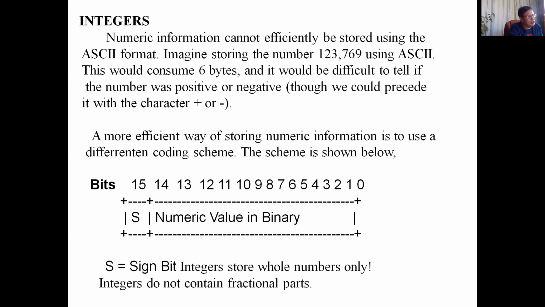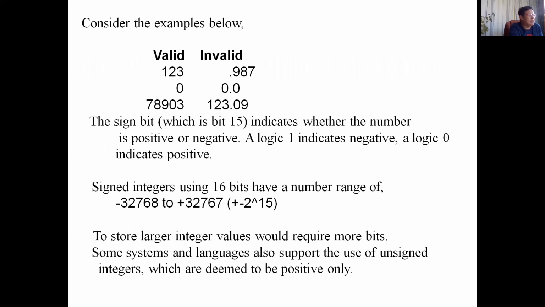Now, in a signed integer, usually the most significant bit is reserved to store the sign bit. So when the sign bit is 1, it's usually used to signify a negative value. Okay? You know how to represent negative values, right? It's called 2's complement representation. So these are the invalid values for integers, those with fractions. Usually integers are whole numbers, okay?